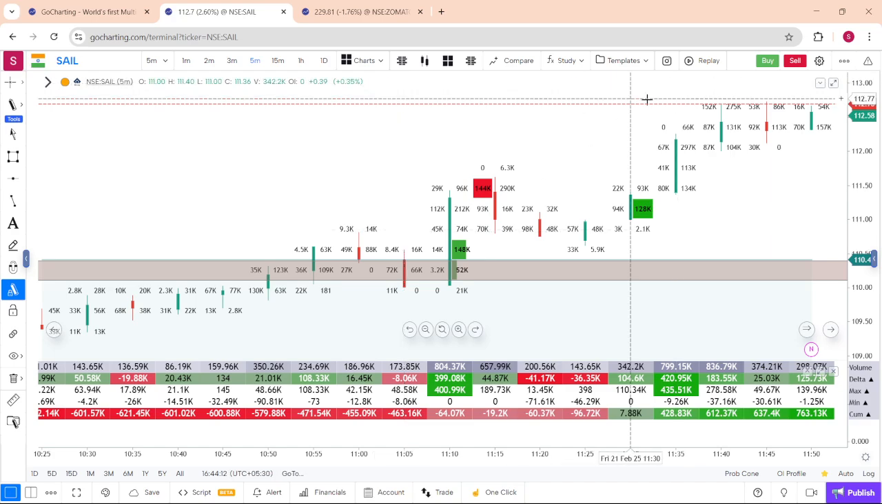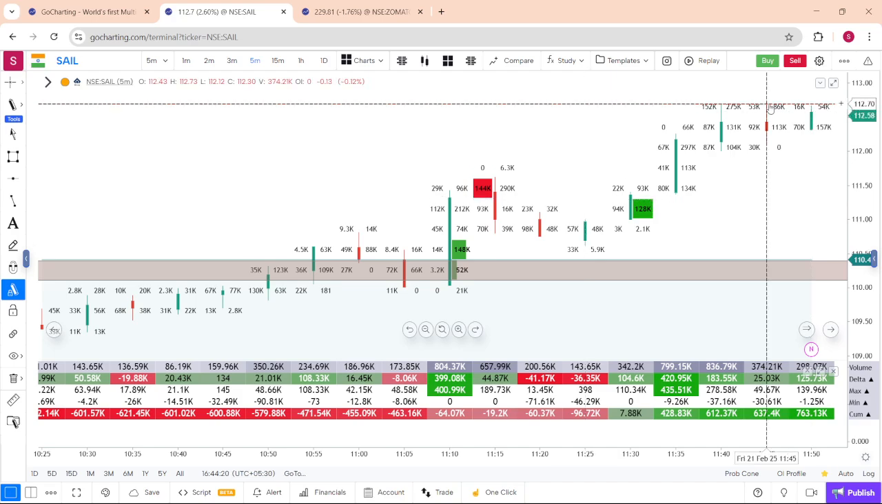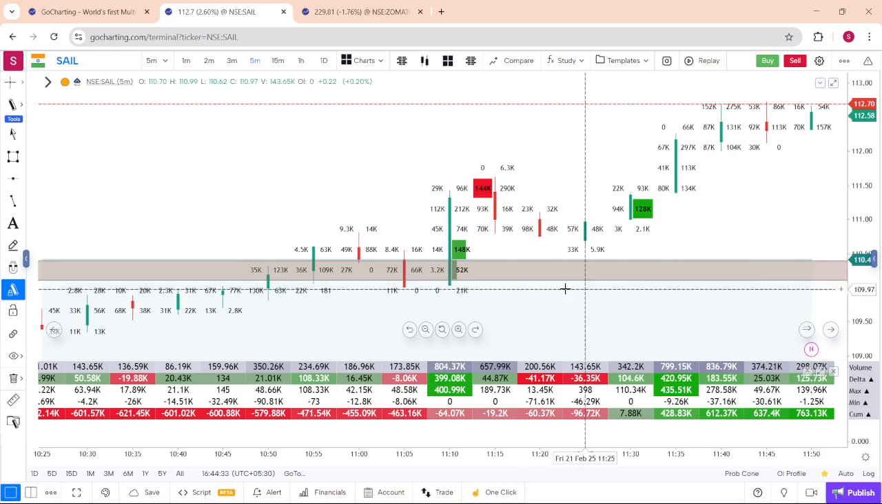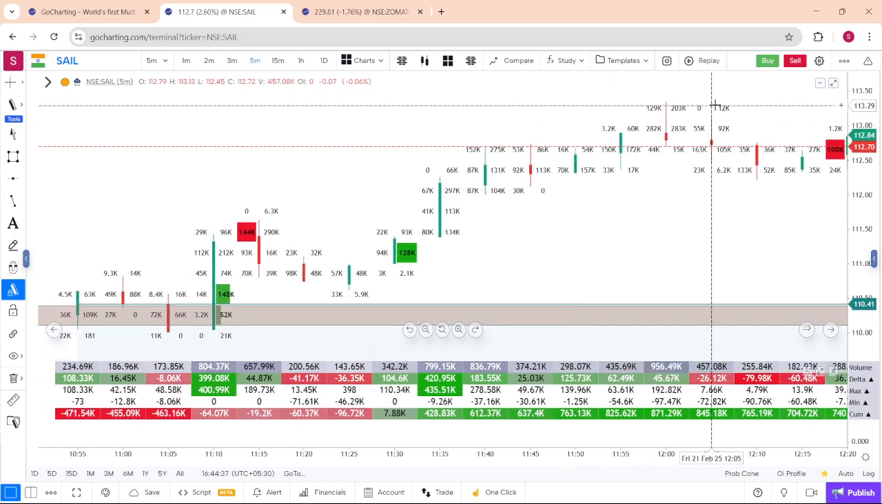up sharply. So if you have no patience, you can buy it at 111.30, and in three candles it has gone up to 112.70, and we got a buy here. Then after that, what has happened? See, our stop loss is here only, 110.